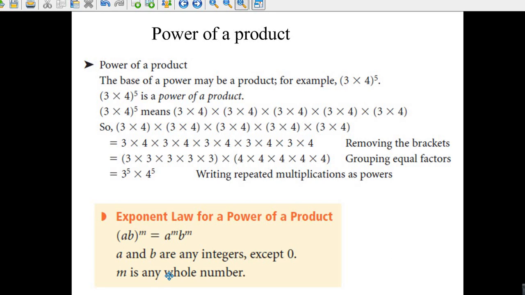Those are the 3 laws, and I think I've used up a bit of time. Maybe I can do some of the examples in another video.